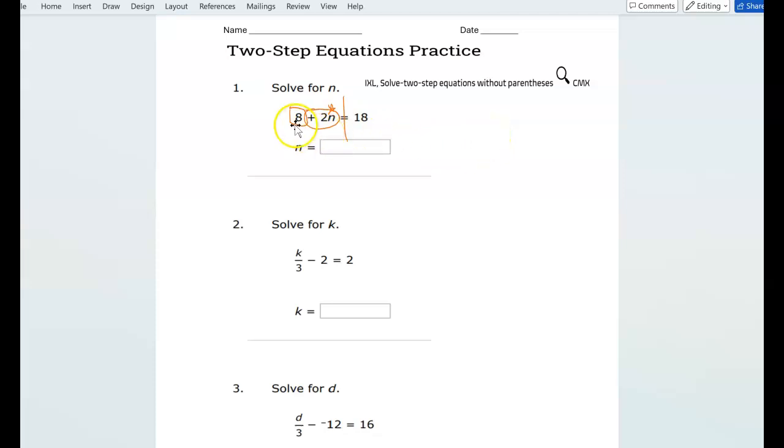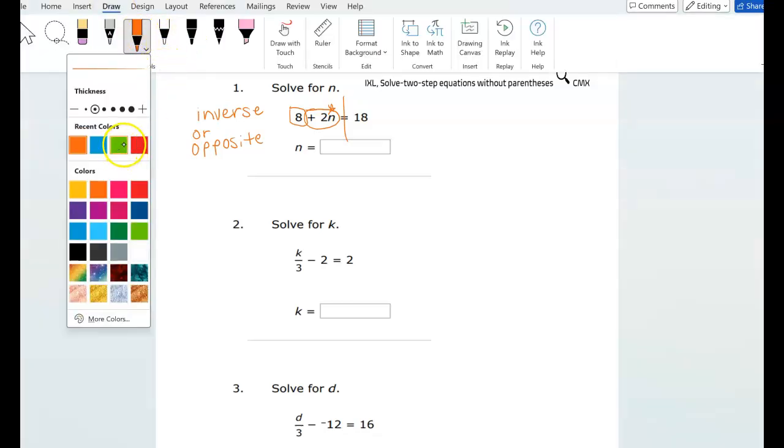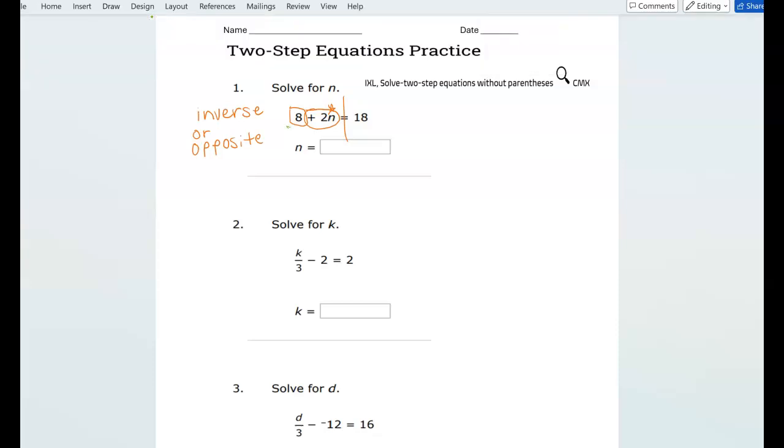So we need to do the inverse or the opposite. So that means I'm going to change my color. We're going to subtract 8 from itself, and we will get 0. What we do to one side of the equal sign, we do to the other. What did we do? We subtracted 8. So we're going to end up with 10.